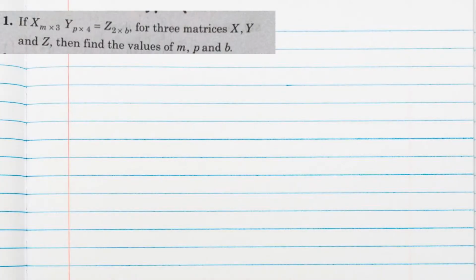So the question is: matrix X of order m by 3 is given, and matrix Y of order p by 4. The multiplication XY is given, which is equal to Z of order 2 by B. So for the three matrices X, Y and Z, find the values of M, P and B. Now this expression is given to us.